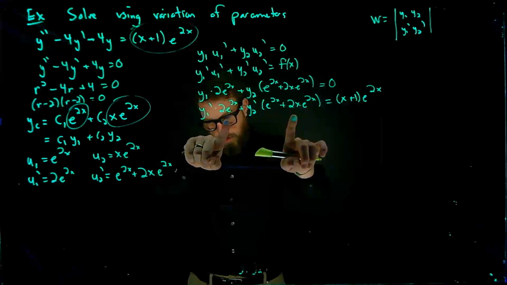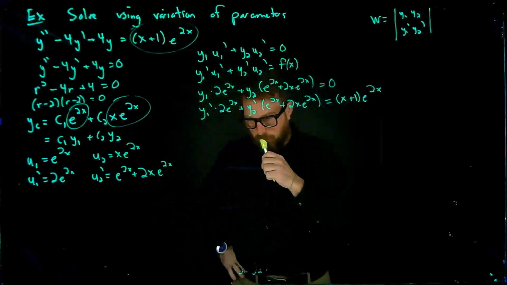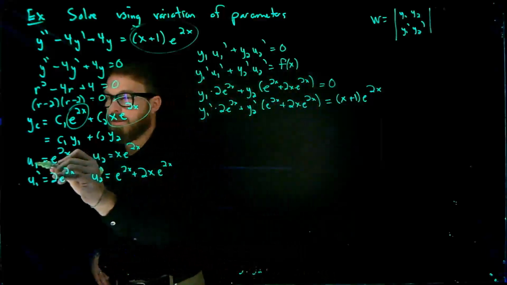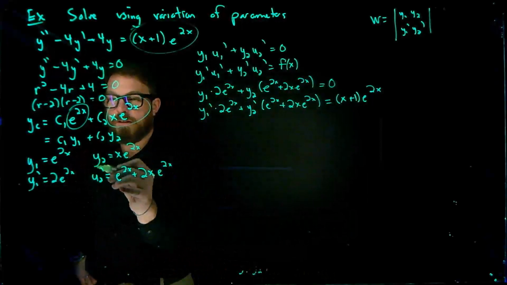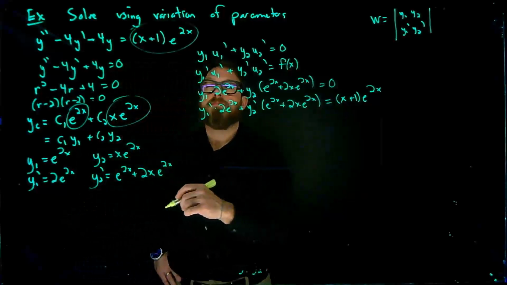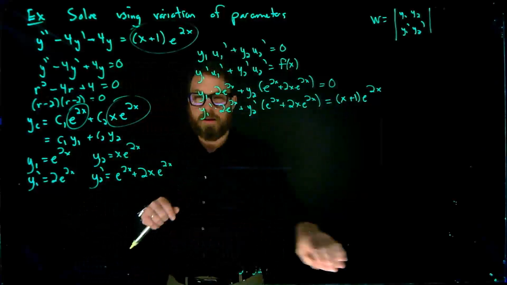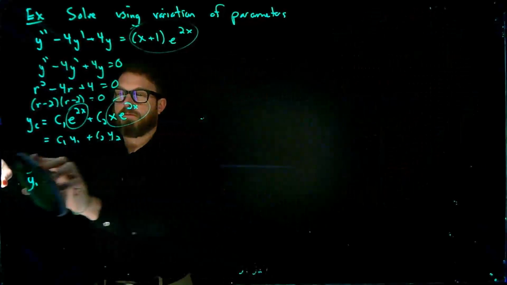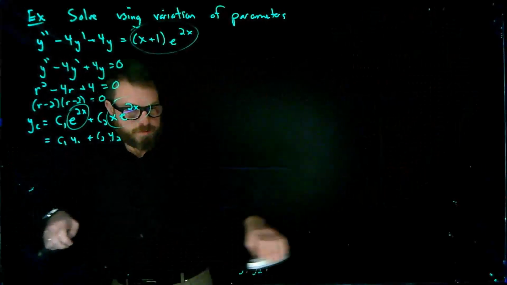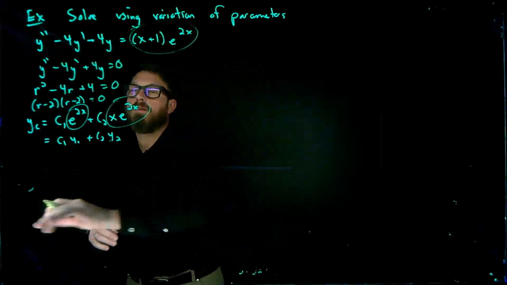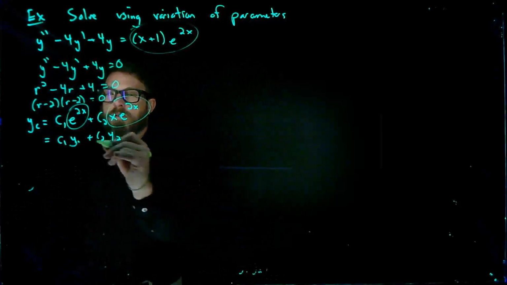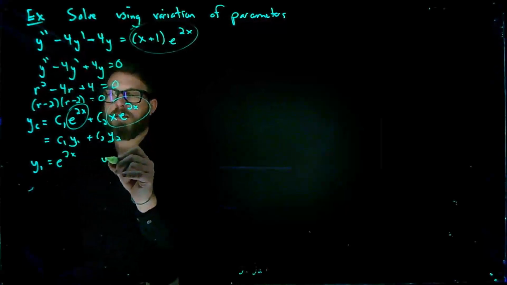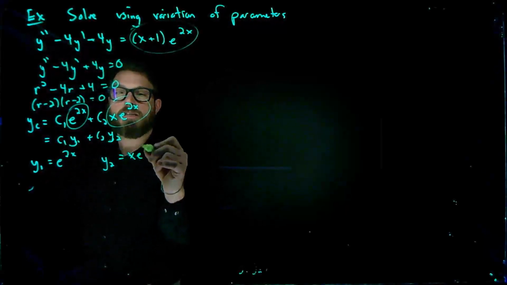Let me make sure that this makes sense. These should have been y's. My bad, I'm going to have to redo them all. Okay, so let's erase that. So this means y1 is going to be e to the 2x, and then y2 is going to be equal to x e to the 2x.